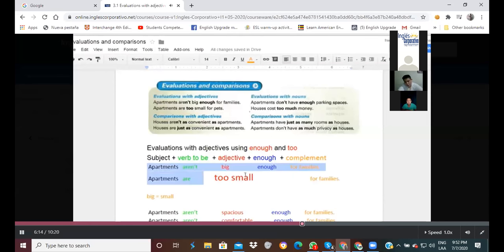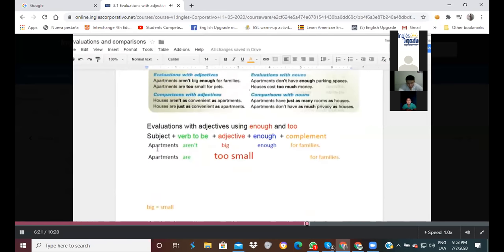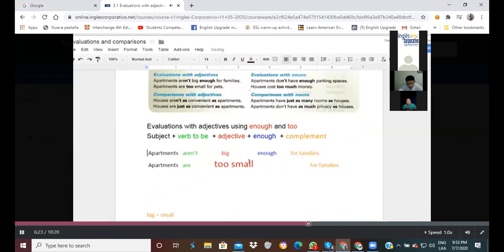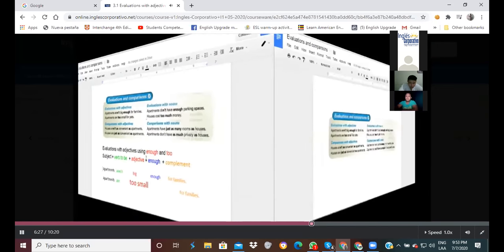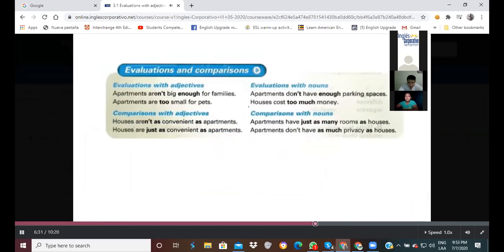So what I want you to notice is that these two sentences, these two evaluations, are the same thing. The only thing is that I'm expressing them in different ways. The next thing that I would like to do now is to show you how to make evaluations, but now we're going to talk about making evaluations using nouns. And a couple of things will change.